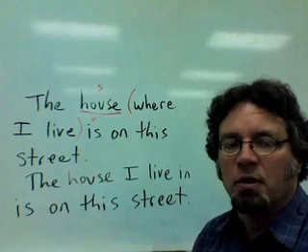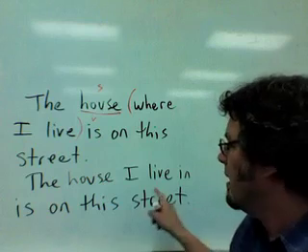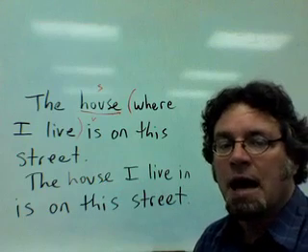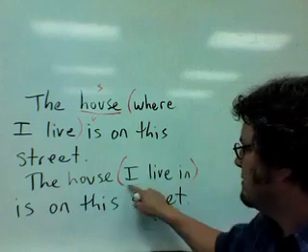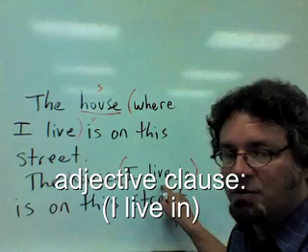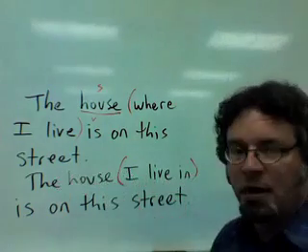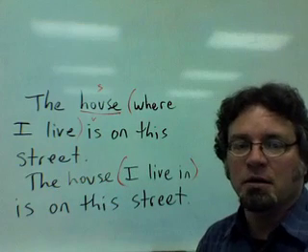It is possible to take the word where off, and instead, in a sentence like this, you can say, the house I live in is on this street. So this is the adjective clause, and the adjective clause describes the word house. These two sentences have the same meaning.